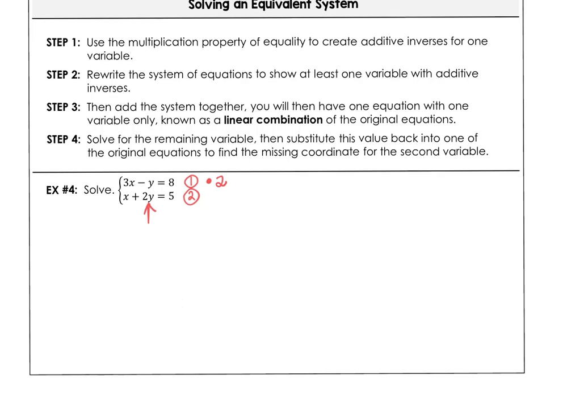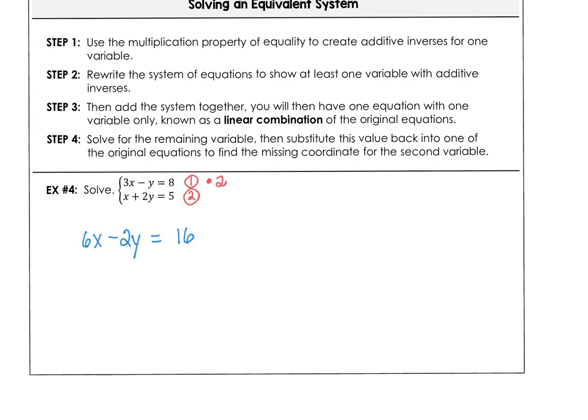So multiplying equation 1 by 2, we're going to multiply every term by 2. So 3 times 2 is 6, and negative 1 times 2 is negative 2y, and 8 times 2 is 16. Now, I will caution you, be careful, because a lot of times you'll forget to multiply the constant on the right side, but you've got to multiply all three terms, the 3, the negative 1, and the 8.